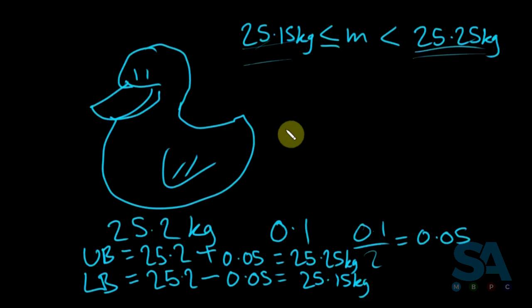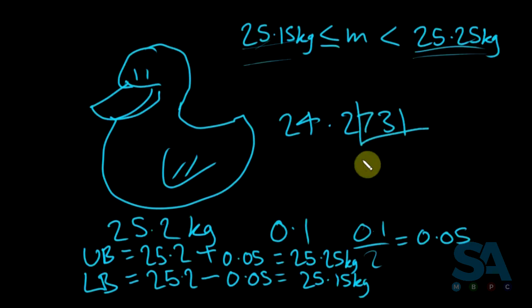Now I want to quickly talk about truncation. Truncation sounds kind of complicated, but it's a very simple concept. All it means is that if I gave you a number like 24.2731 and I told you that this value was truncated to 1 decimal place, that means you just chop off all the values after the first decimal place. So the value will be 24.2. This is the truncated value.